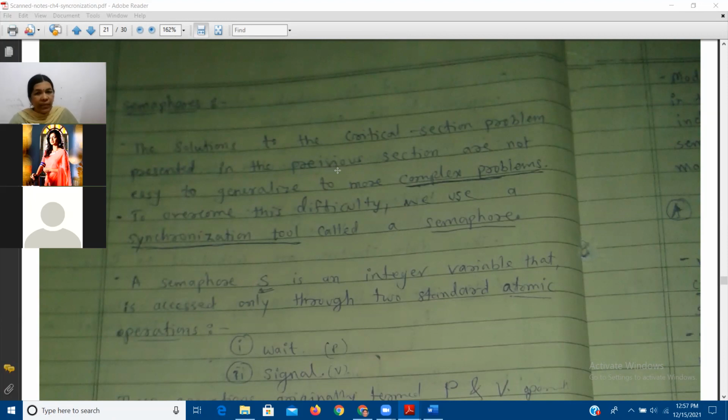It is an integer variable, and how is it accessed? It is accessed through two standard atomic operations. So this variable is accessed through two operations called wait and signal. Wait is also called a P operation, and signal is also called a V operation.